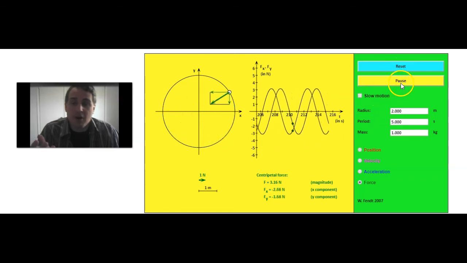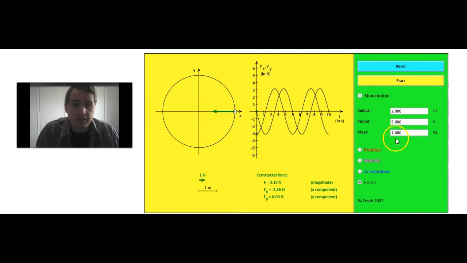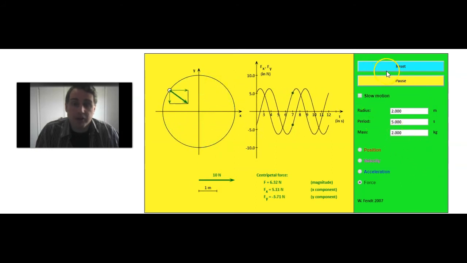In fact, if I pause and change the mass instead of 1 kilogram to 2 kilograms, so I think I need to reset. Let me change it to 2 kilograms. Notice that the scale would change. Okay? So the scale would change, but notice that what would be different is really nothing about the direction here.